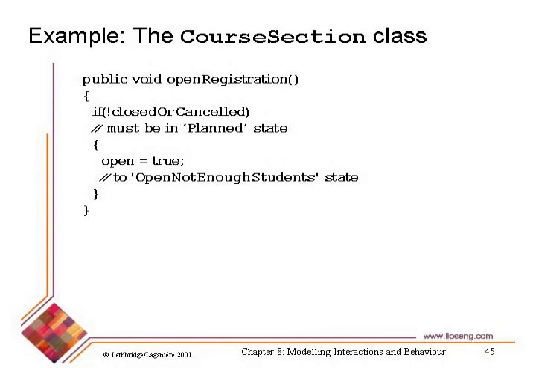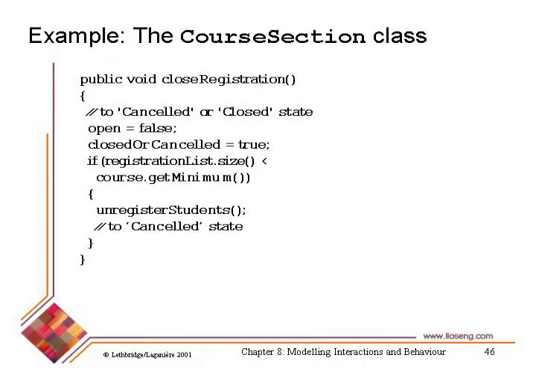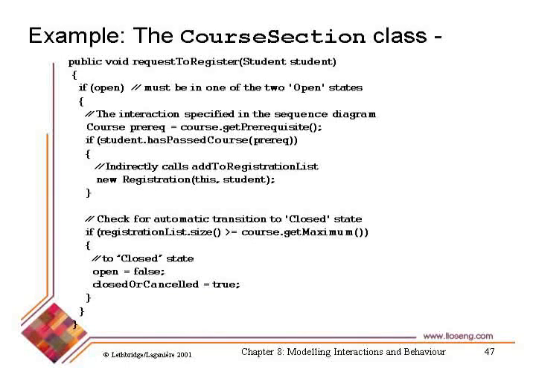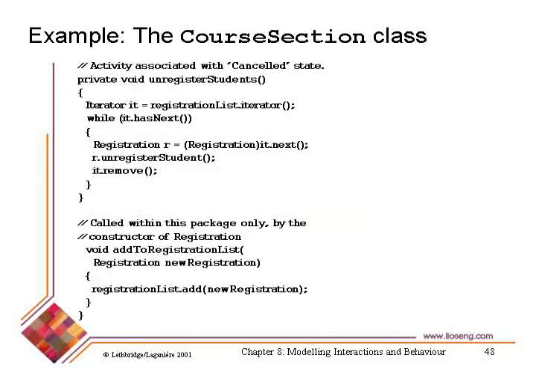And I have CloseRegistration doing similar kinds of things. And RequestToRegister. I'll let you look at this code in detail. RequestToRegister is going to add 1 to the number of students, and eventually might take me to closed state. Okay? It says here near the bottom, if registration list size is greater than or equal to course get maximum, then we're going to transition to closed state. So I have to check every time I do this RequestToRegister whether I should transition to the closed state. And there's some more code there. I'm not going to walk through it in detail.